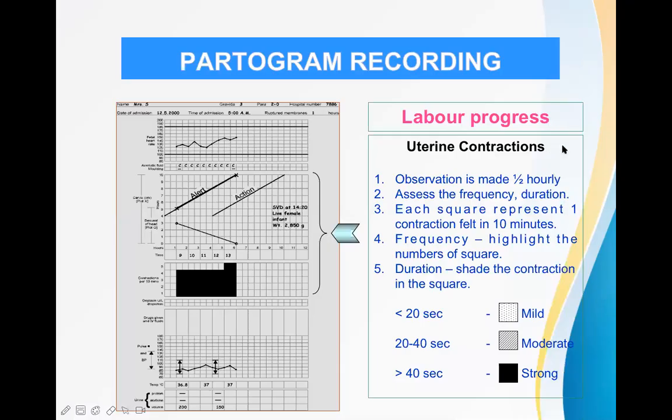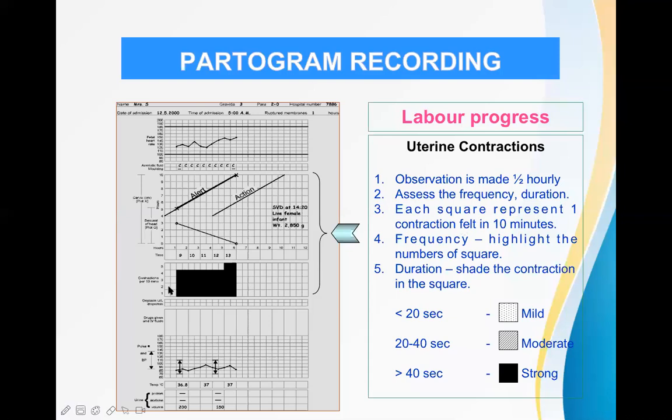Now, what about the uterine contraction? How do we judge whether the uterine contractions are strong or not? Are they enough or not? Observation is made every half hour. Just put a hand on the abdominal wall of that lady and judge the uterine contraction. Assess the frequency and duration. Each square represents one contraction felt in 10 minutes.